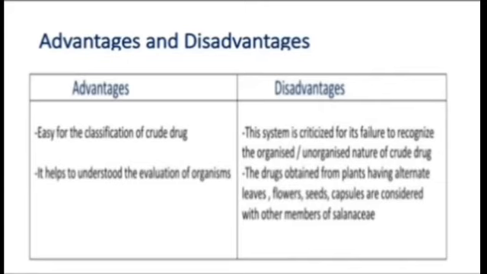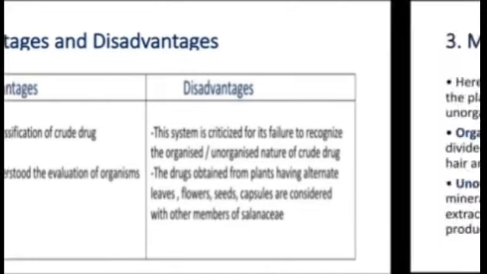Advantages and disadvantages. Advantages: first, it is easy for the classification of crude drugs. Second advantage, it helps to understand the evolution of organisms. Disadvantages: first, this system is criticized for its failure to recognize the organized or unorganized nature of crude drugs. The drugs obtained from plants having alternate leaves, flowers, seeds, capsules are considered with other members of Solanaceae.